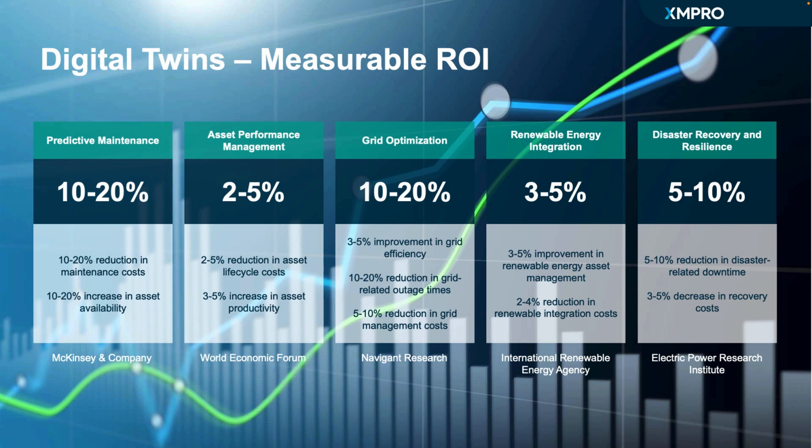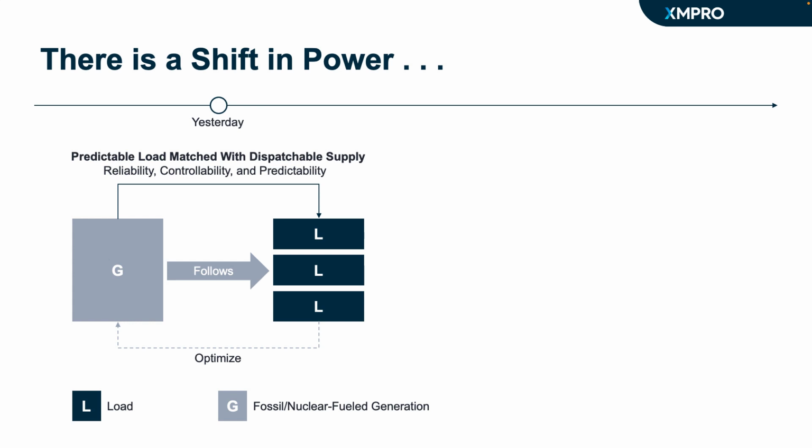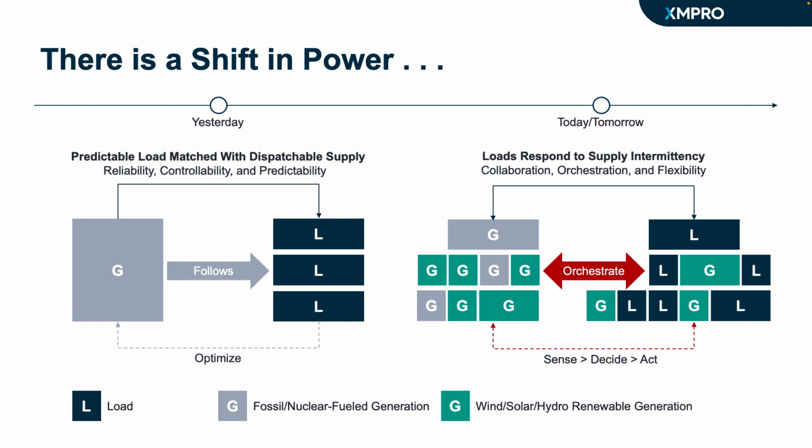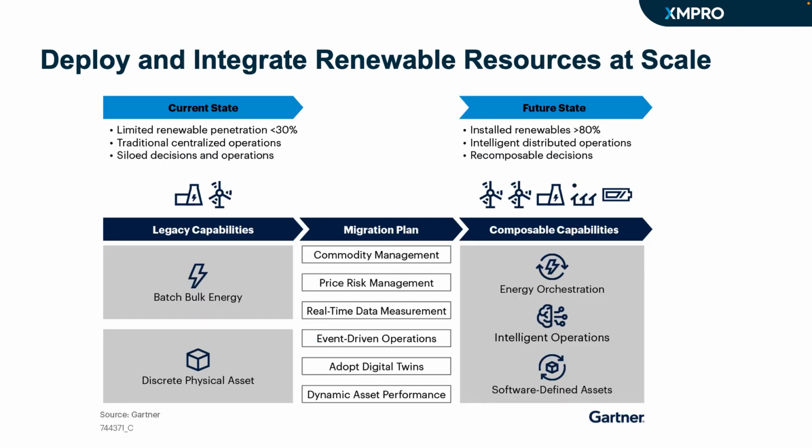And this is from the Electric Power Institute, some of the numbers that they have there. There's also been a shift in power. So how we did it traditionally, we had generation units and then we had load units, and it was just a continuous optimization problem. Where we're moving to now, we have generators that are also consumers, and it's much more of a balancing act, and we have to sense, decide, and act in a different way. It requires collaboration, orchestration, and a lot more flexibility compared to where we came from historically.